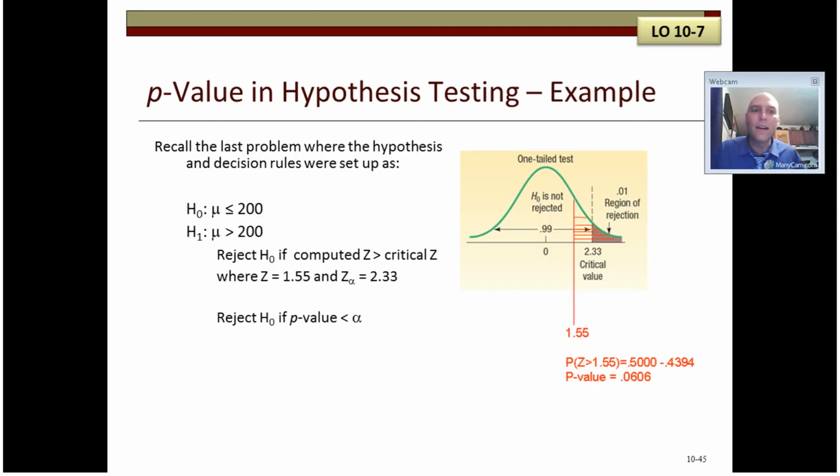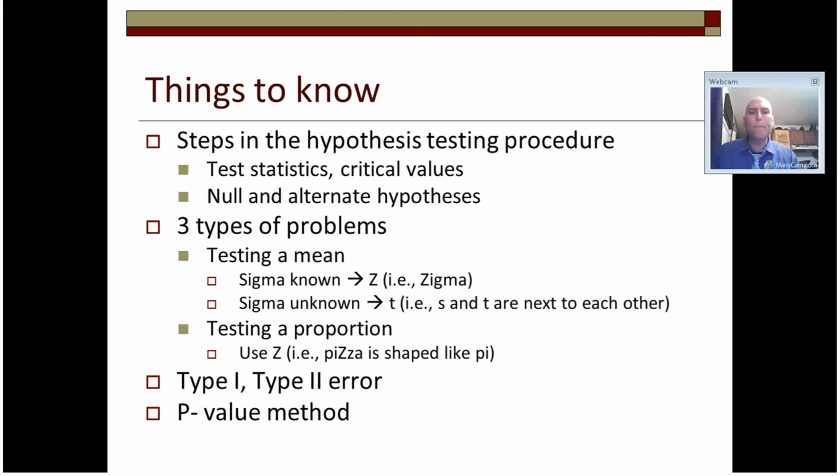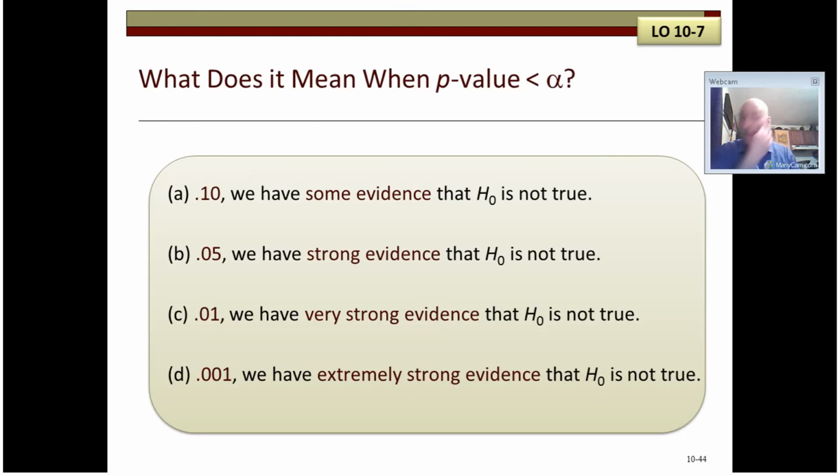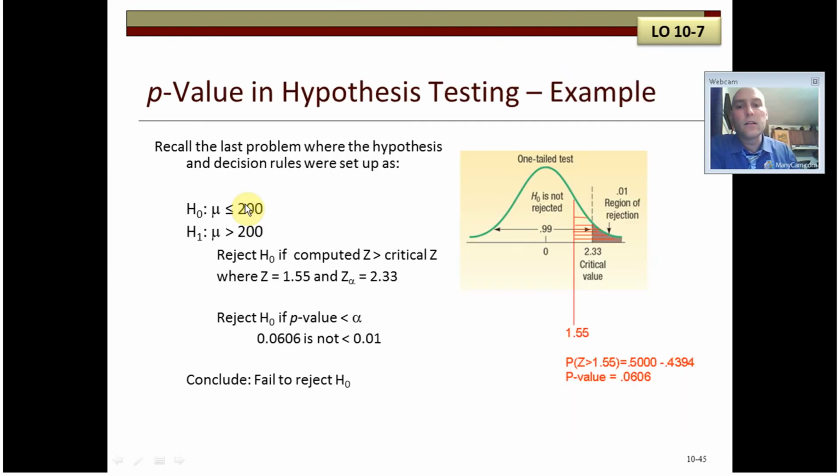We've been here all day. So here's the example that we mentioned before, and we see that the p-value is 0.0606. It's not less than 0.01, so we don't get to reject the null as set up by the decision rule. But when we looked at it based on this table here, we get to see, well, we have some evidence that we might be able to reject the null.